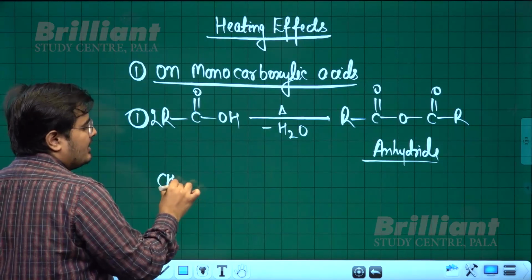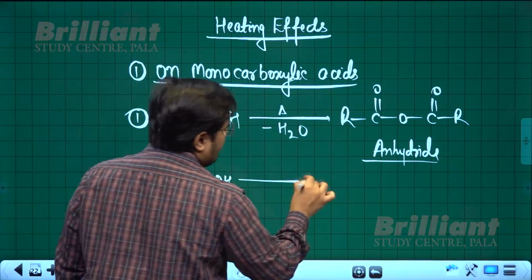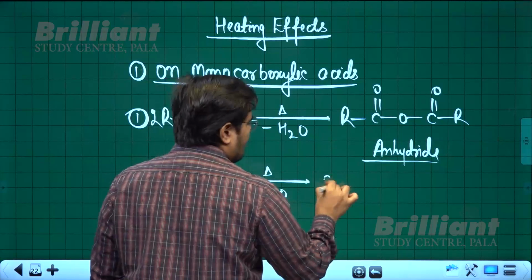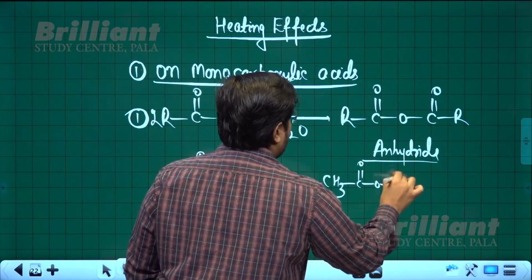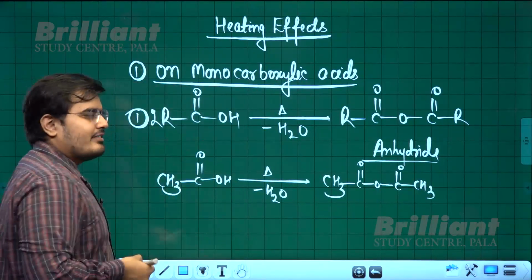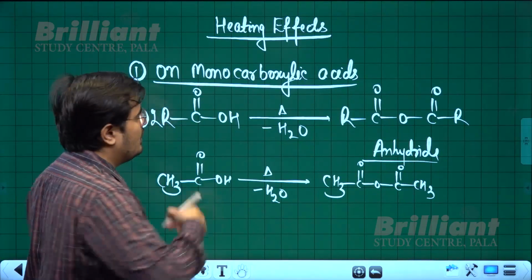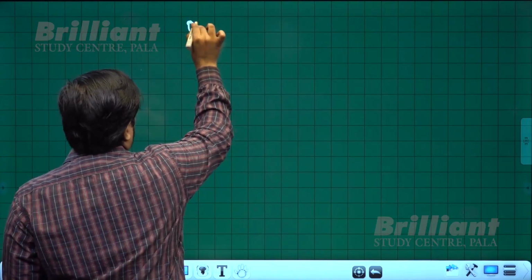For example, if you have acetic acid and you are heating it, on heating it should lose a molecule of water and form ethanoic anhydride. This is a reaction for which you had used concentrated sulfuric acid or P2O5 earlier, so this is something that we already know. Next, we are going to move on to the heating effects on dicarboxylic acids.